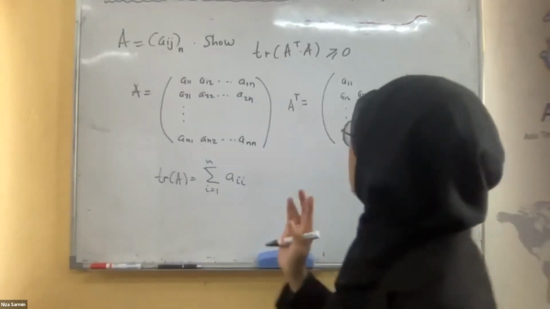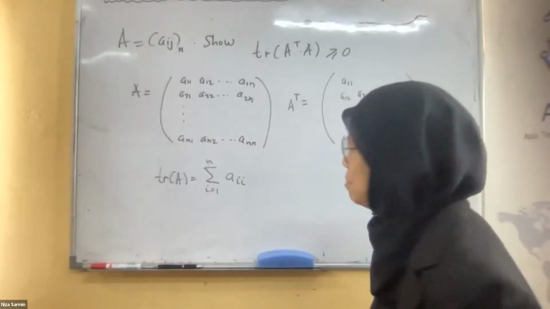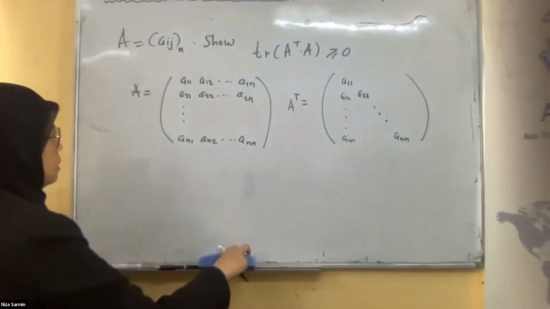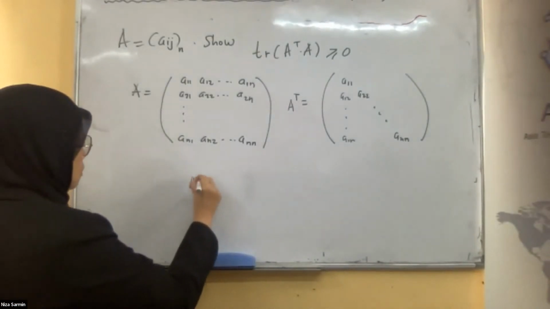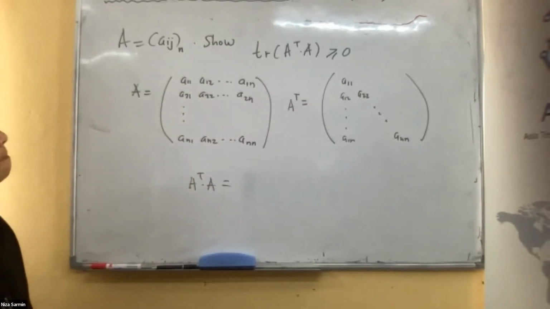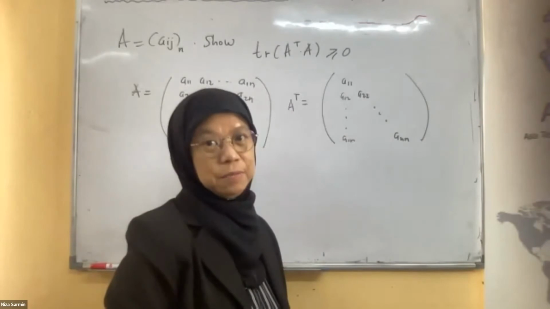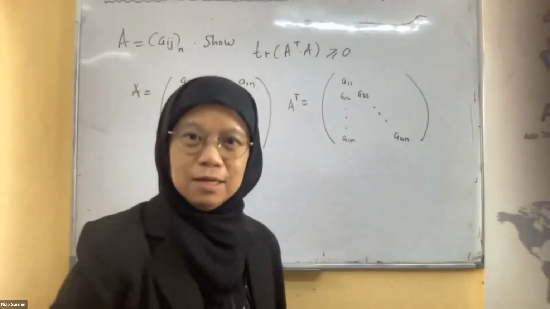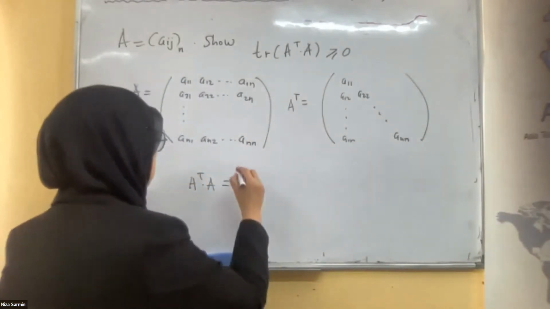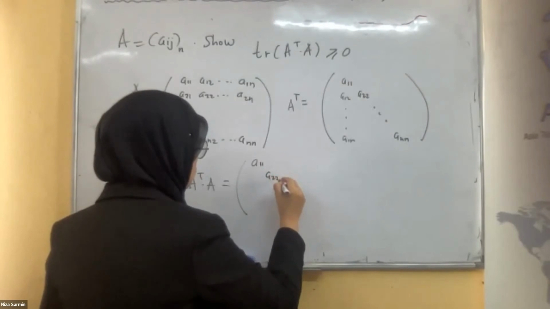I want the trace of A transpose times A. So try to multiply first. What is A transpose times A? Okay, but we want to see the trace, meaning we want to find the diagonal. Don't worry about the rest. Look at the diagonal, right? So we multiply.